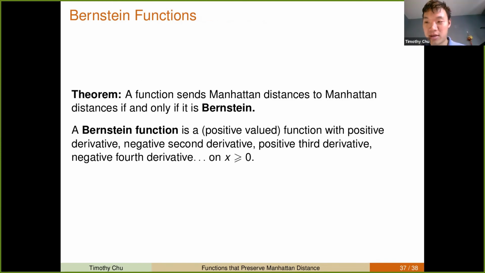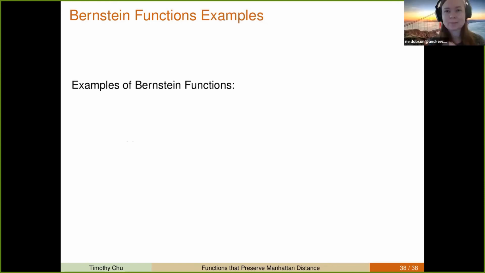Okay, so just to be clear, there's no requirement on the values. It has to be positive valued. Yeah, so any positive linear function would be good enough. Yes, that's right.